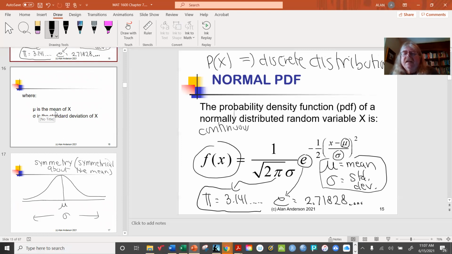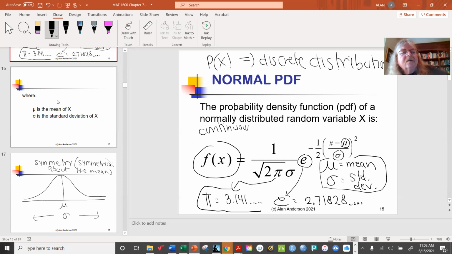Now, I did mention, I think yesterday, that the binomial distribution is actually a family or class of distributions. There's an infinite number of binomial distributions, each with a unique value of n and pi. And the same thing is true for Poisson. There's an infinite number of Poisson distributions, each with a unique value of lambda. The same thing holds for the normal distribution. There's an infinite number of them. Each one is uniquely characterized by the mean and the standard deviation.